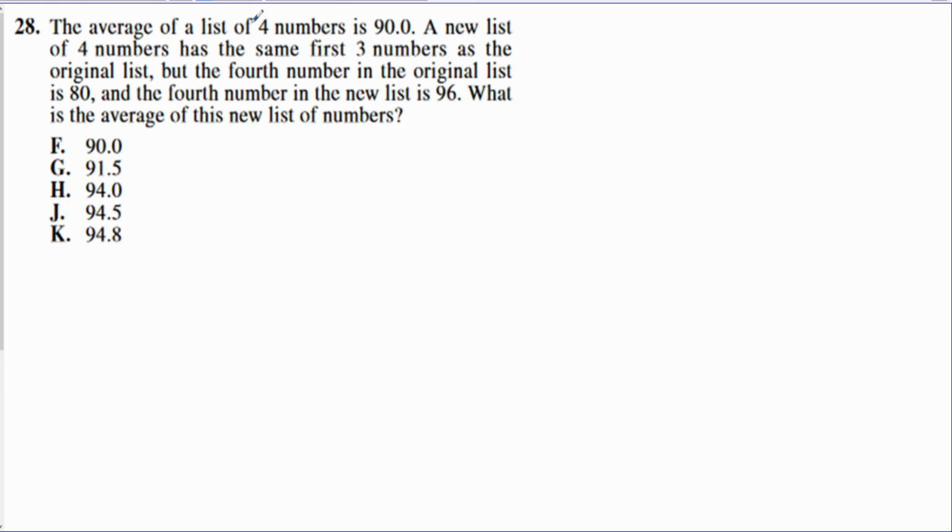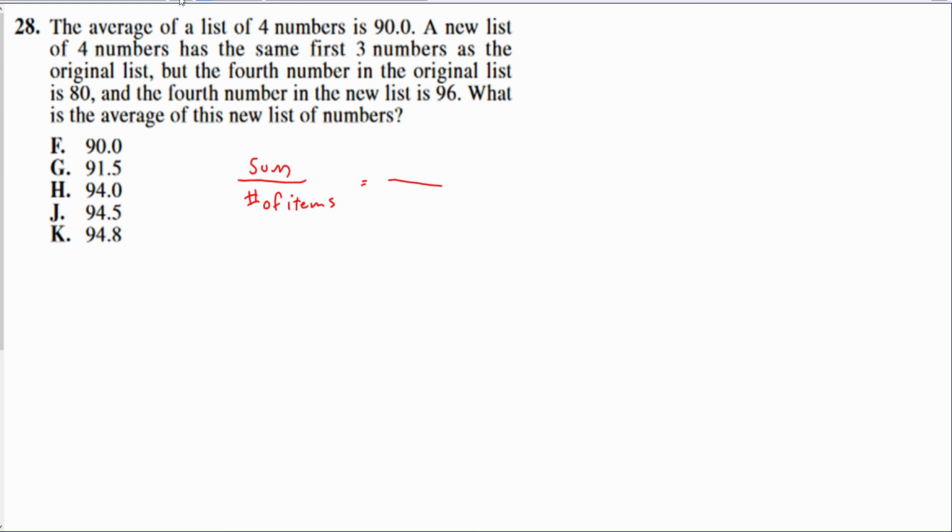Number 28, the average of the list of 4 numbers is 90. The new list of 4 numbers has the same first 3 numbers as the original list, but the 4th number of the original list is 80. The 4th number of the new list is 96. What is the average of the new list? Okay, so let's talk about average, right? Average is the mean. They call it the arithmetic mean. And so the way we do that is we take the sum and divide it by the number of items that we're finding the average of, okay? Which in this case is 4 numbers, okay?